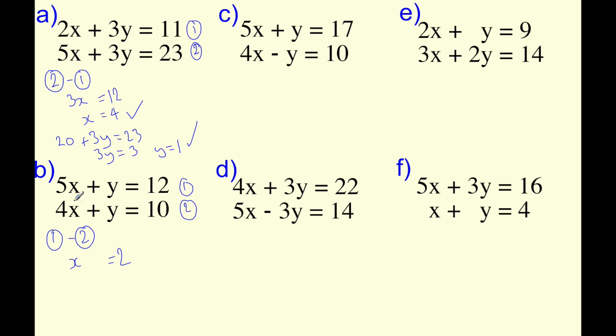Let's substitute that in. 4 lots of 2 is 8. Plus y equals 10, and we can see here that, well, y is going to be 2. 8 plus 2 is 10, y must equal 2. We'll double check that in the other one. 5 lots of 2 is 10, plus 2 is 12. So again, we know that those are correct.